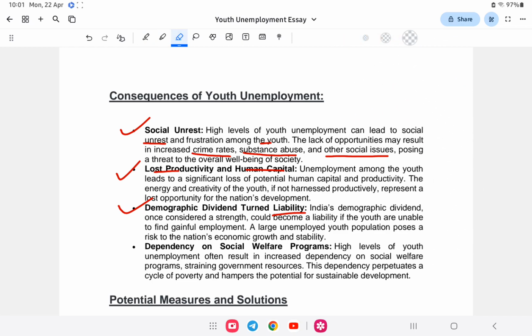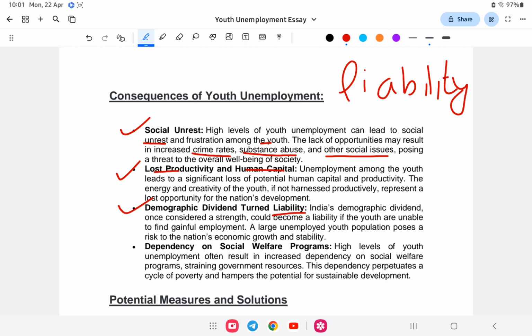Similarly, liability. For example, you buy a car in 2022 or 2024 and you drive it, and later it becomes old. If you want to sell it, the parts get worn out, so if you bought it for 10 lakhs, you cannot sell it for 15-16 lakhs. So it becomes a liability, meaning its value decreases over time. So youth can be a liability like this.